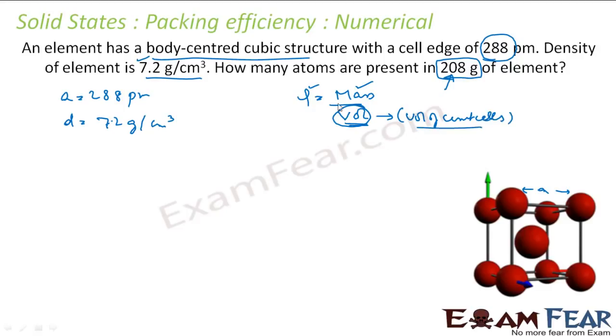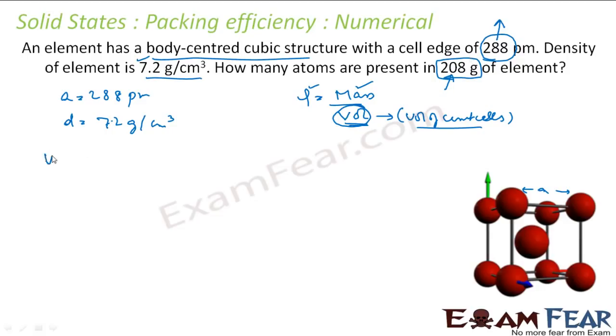So here I'm not talking about one atom, I'm talking about, sorry, one unit cell. There are n number of unit cells. So you'll get the volume of n number of unit cells. And I know that the volume of one unit cell is A cube. A I know. So with that I can find the number of unit cells. Hope you understand what I'm trying to say. See, there are 208 grams of element. So with that I can find the volume of this 208 grams of element. It will have n number of unit cells. Correct. So let's find that first.